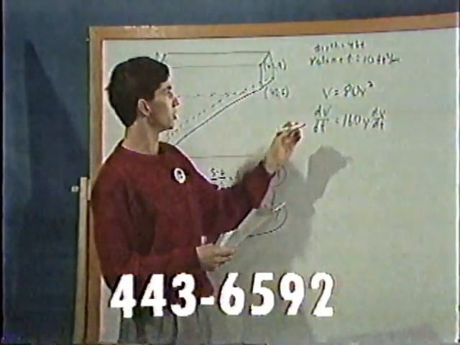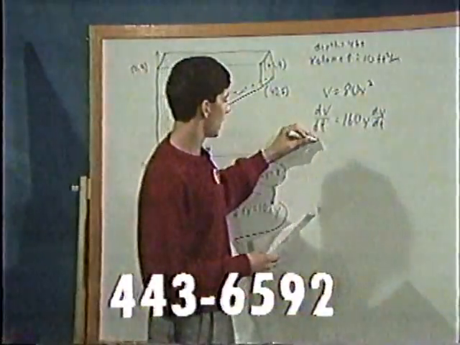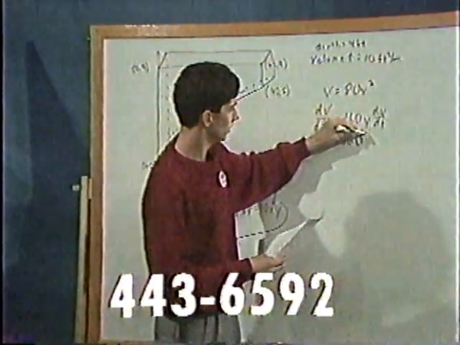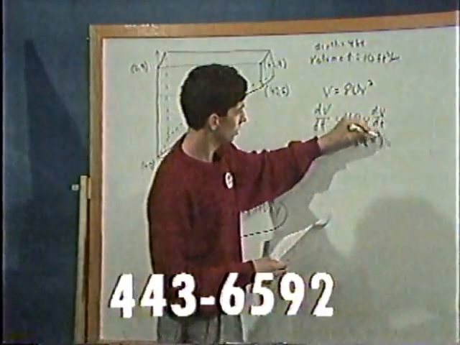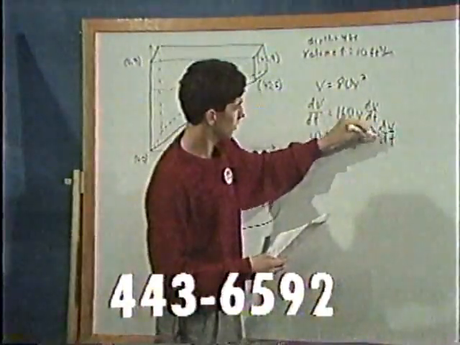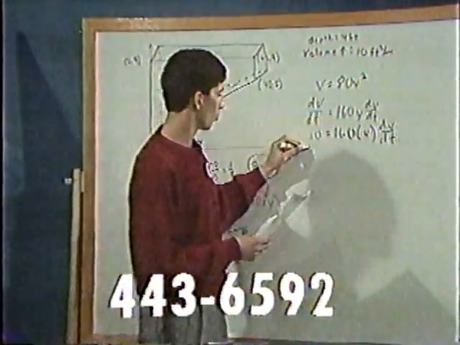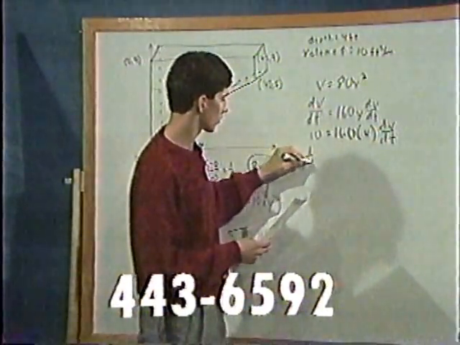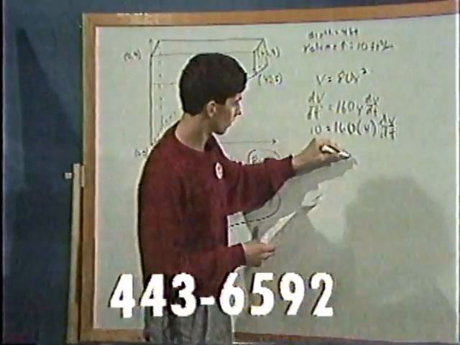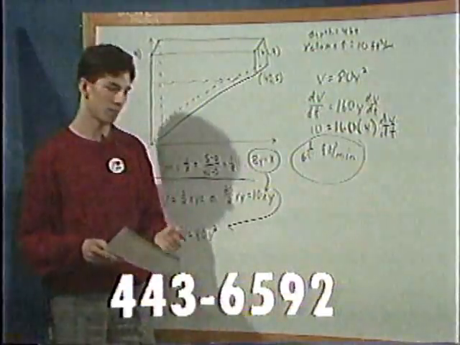The next thing we should do is substitute our depth and our increasing volume in for 10 equals 160 times our 4 times our dy over dt. Solving for our change in depth, we get 1 over 64 feet per minute. And this is your answer. I hope that helps you, Tanya.